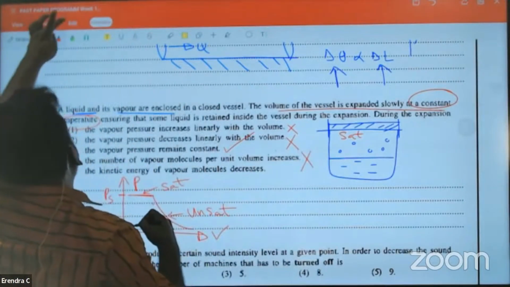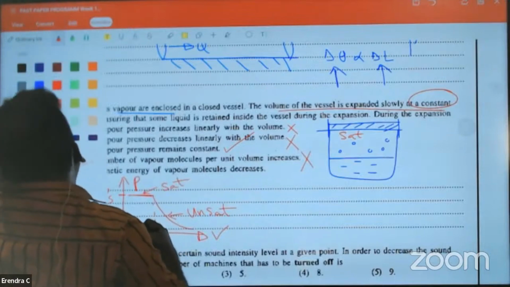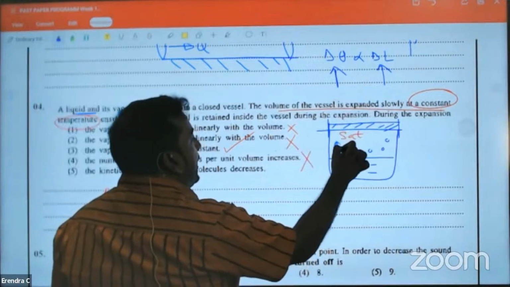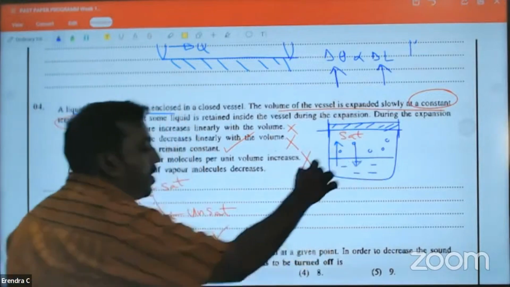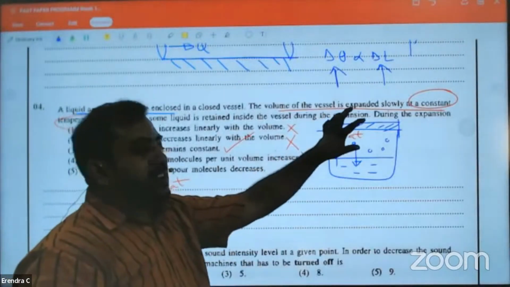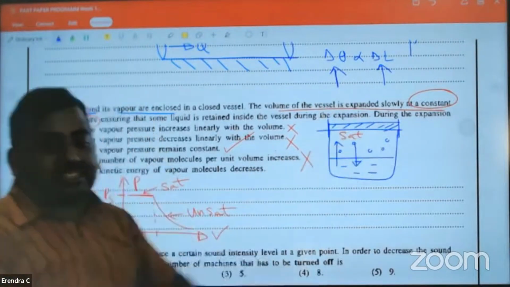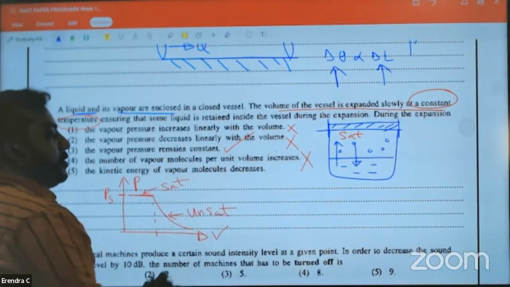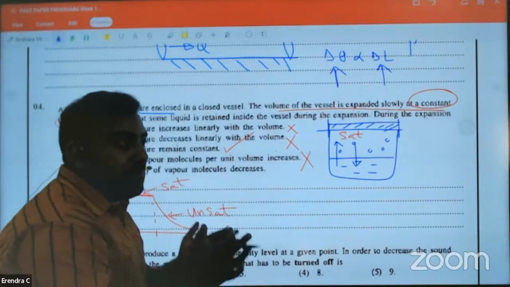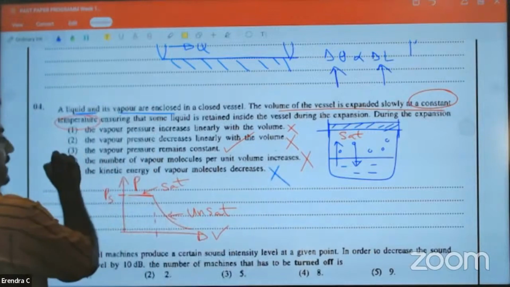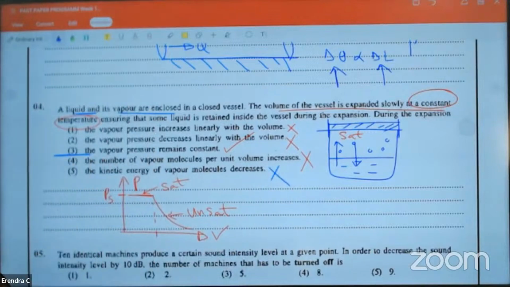Saturation occurs. Tell me what happens. Dynamic equilibrium takes place, rate of evaporation equals rate of condensation. That means number of molecules here will never change. Kinetic energy of the vapor molecule decreases. Wrong. Temperature is constant means kinetic energy can't change. Correct answer is answer number 3.